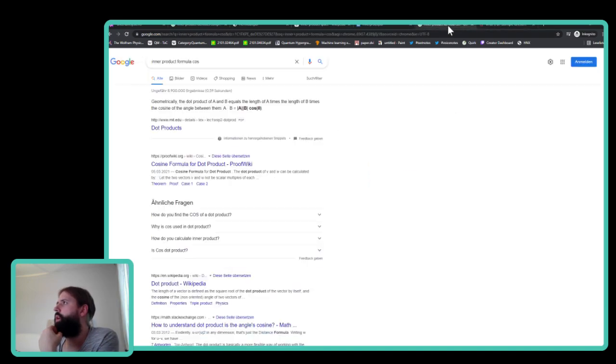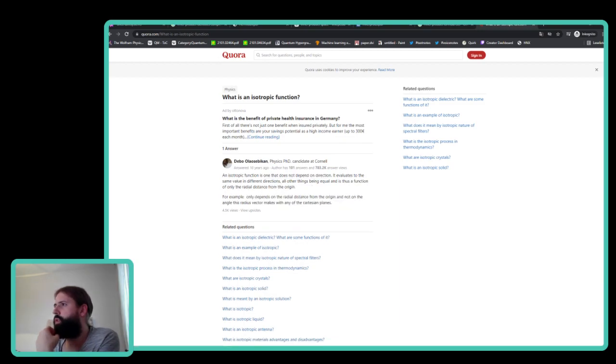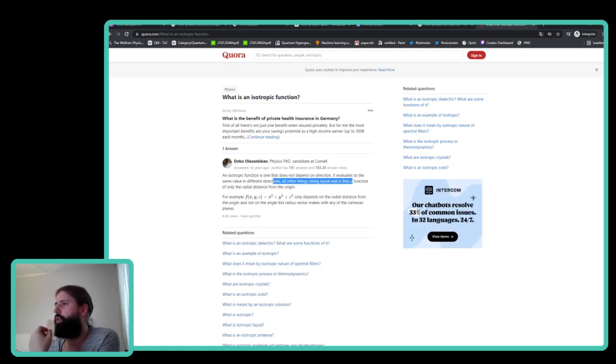Man, I hate Quora. That doesn't depend on direction, it evaluates to the same value in different directions, all of the things being equal, and it's just a function of only the radial distance from the origin. Interesting. For example, f(x, y, z) is x squared plus y squared plus z squared, which only depends on the radial distance from the origin and not on the angle this radius vector makes.